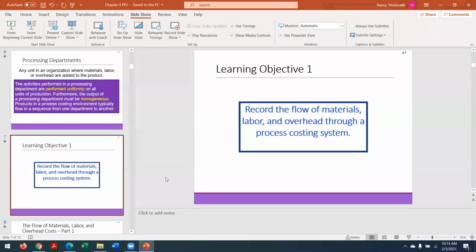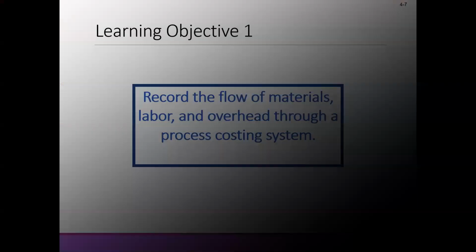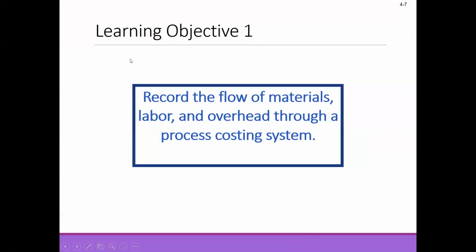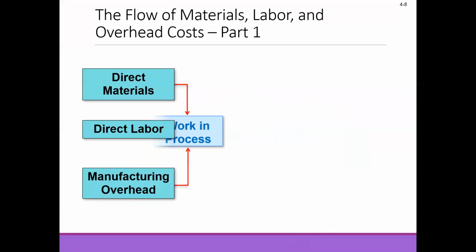Sometimes looking at some of those videos is just really helpful for you to understand an example of how process costing works. So, our first step is to understand the way in which we record, prepare the journal entries of the flow of materials and labor and overhead through the system.